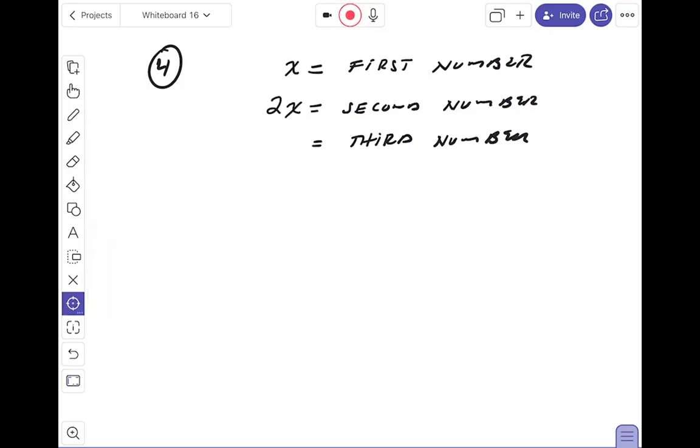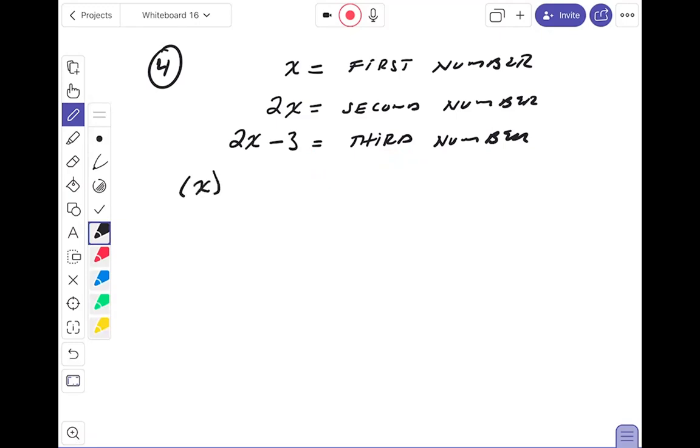It says the third number is 3 less than the second number. I'll write that down. It's 3 less than the second number. What's the second number? 2x. All right. Go back to the first sentence. It's the sum of the three numbers. Let's write this down. x plus 2x plus 2x minus 3.